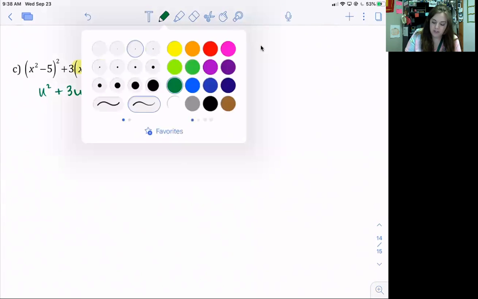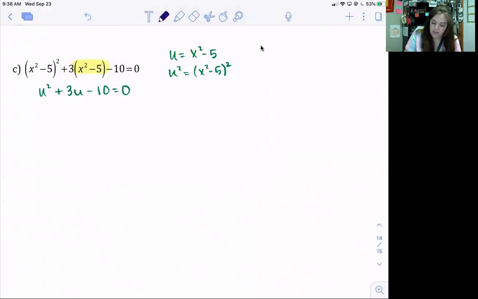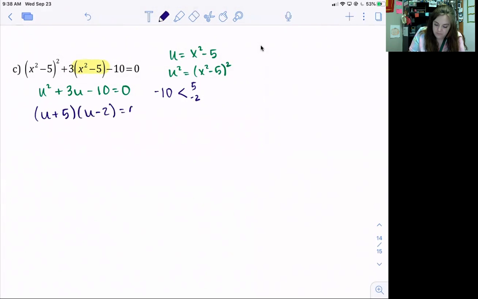So now if we factor, we have a times c gives us negative 10. And our factors of negative 10 that add to be 3 are 5 and negative 2. So this factors to be u plus 5 times u minus 2. If we break this apart, u plus 5 equals 0. U minus 2 equals 0. So u equals negative 5, and u equals positive 2.